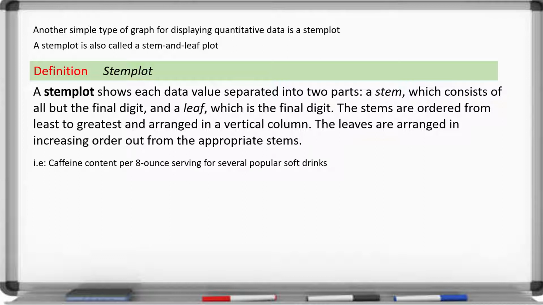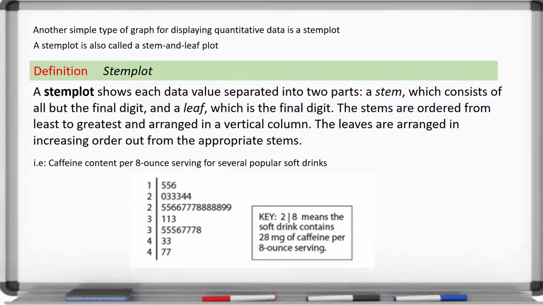Just to show you an example, this is the caffeine content per 8-ounce serving for several popular soft drinks, and below is the stem and leaf plot. Notice the stems on the left side are 1 through 4, and on the right side you have the leaves, and they're all listed out. Notice that we also have a key, and that key lets us know what the data represents and how to interpret the stem and the leaf.